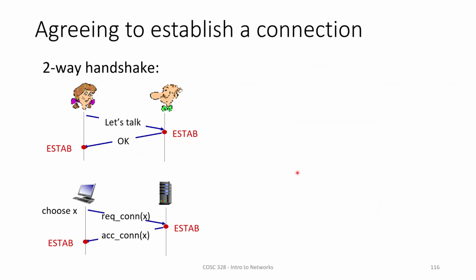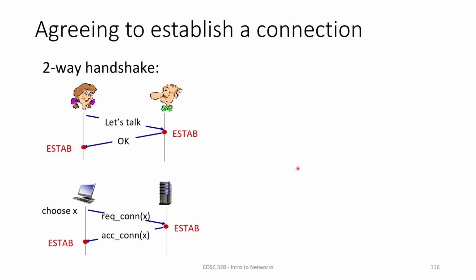So establishing a connection is like a handshake in the human analogy. Here Alice and Bob are talking to each other. Alice says, hey, let's talk, and then Bob says, okay. After that they start talking, right? So this is a connection establishment.